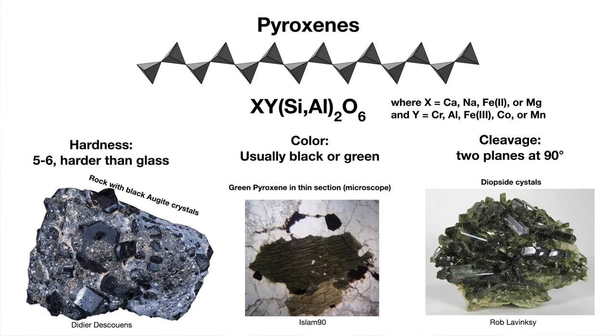Silicate subgroups are named according to their silicate structure, and single chains are called pyroxenes. Pyroxenes have the general chemical formula shown here. The X and Y can be calcium, sodium, iron or magnesium, chromium, aluminum, basically most metals found on the periodic table. Pyroxenes, remember, are a group of minerals. There are many minerals within that group.